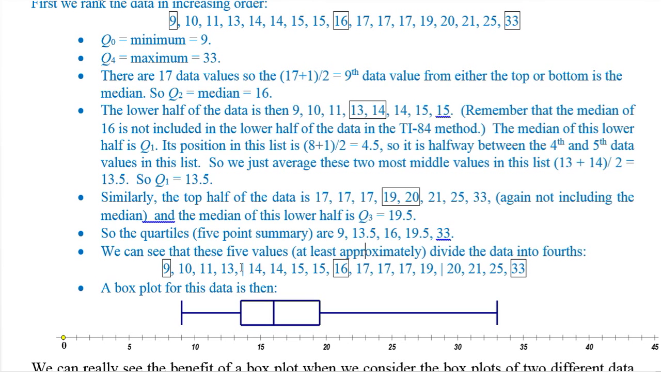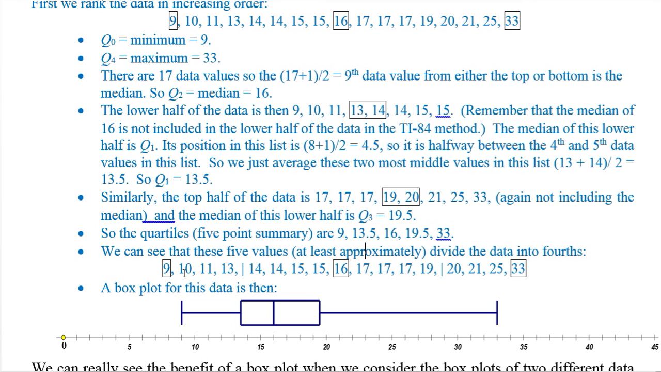Here's the minimum. In between, here's the 13.5, which is Q1. 16 is the median. Right here at 19.5, where this vertical line is, is Q3, and the maximum's up here. And so we have, at least approximately, 1/4 of the data here, here, here, and here. Now, how does this translate to a box plot?